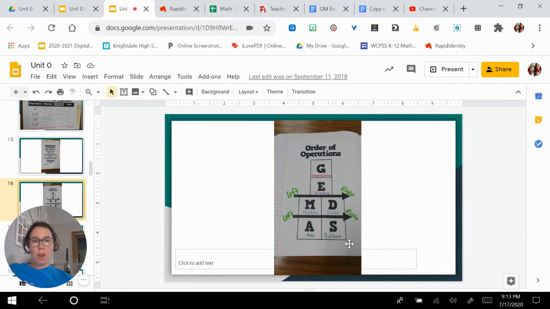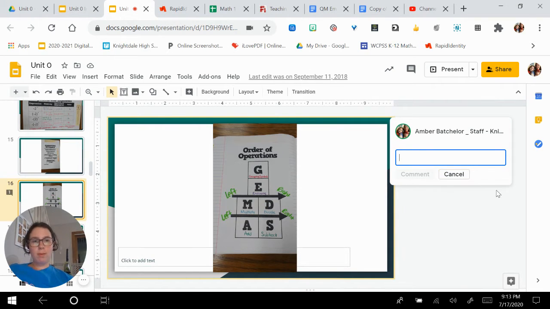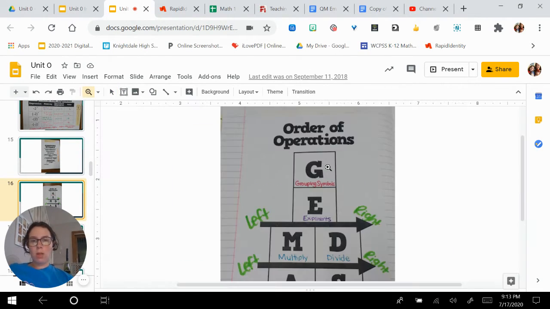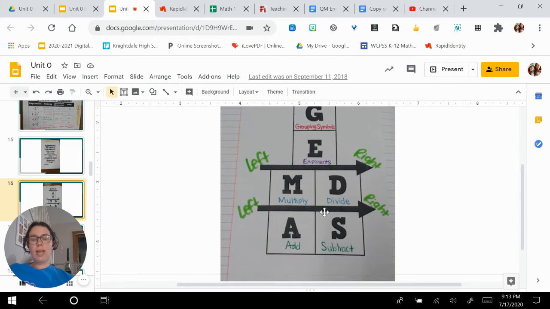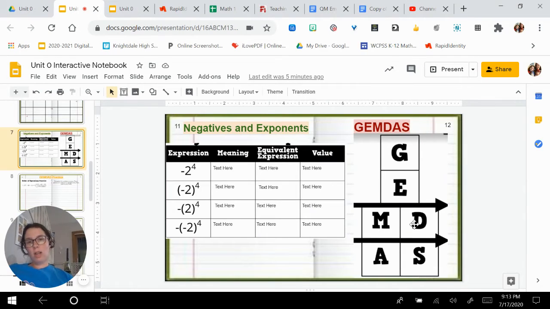Okay, so like right here, let me zoom in. There we go. Okay, so you can see here G is grouping symbols. So that's like parentheses, absolute value bars. If you're doing the radical symbol, like the little house we call it, that's grouping. E is again for exponents. Okay, M is multiply, D is divide. Remember, you always do it from left to right, like you read a book. Then you would do adding and subtracting, left to right again. So that is what this right here is just talking about, okay?